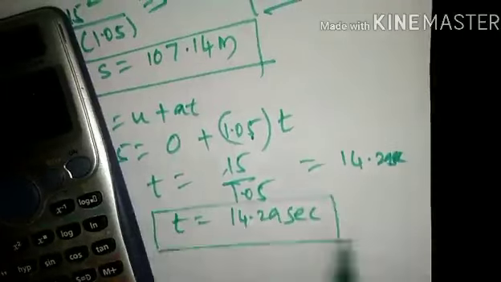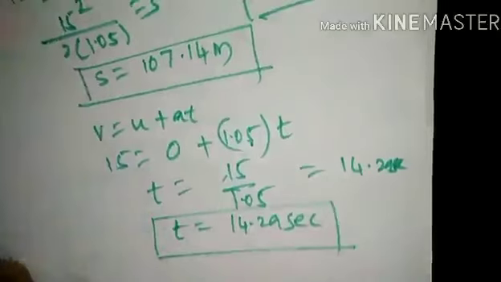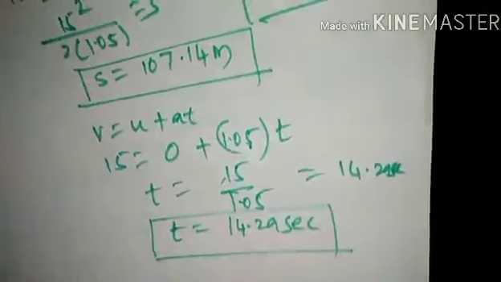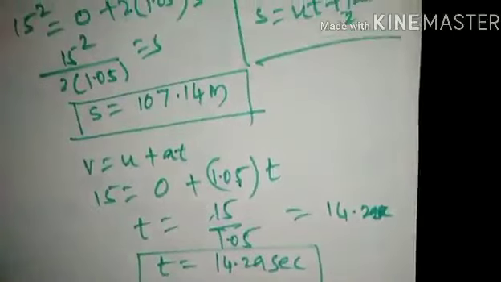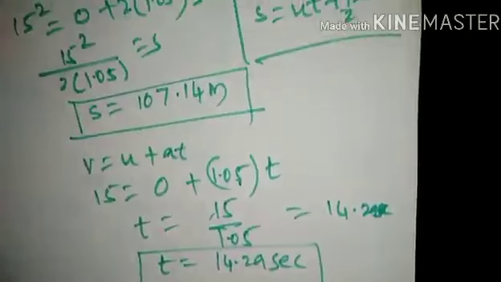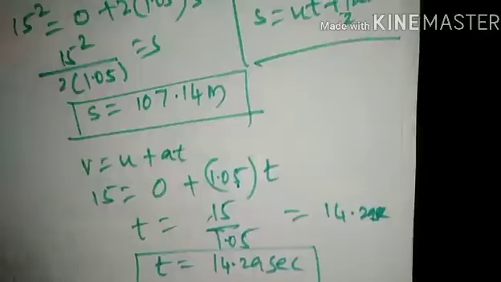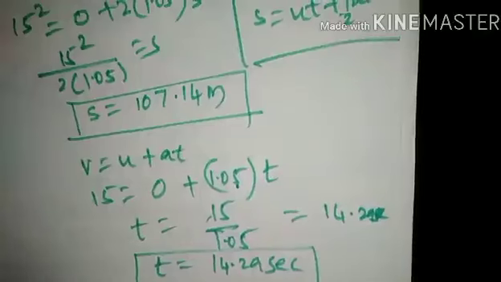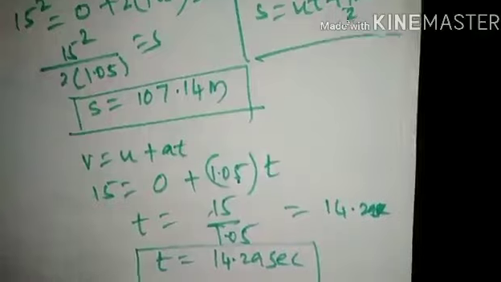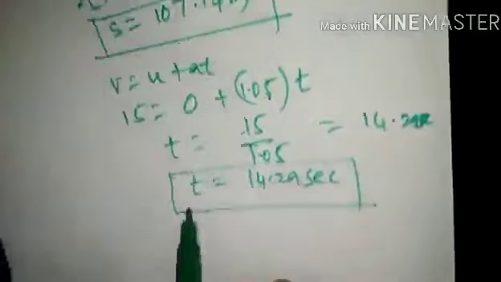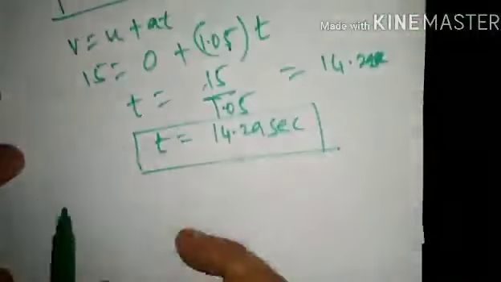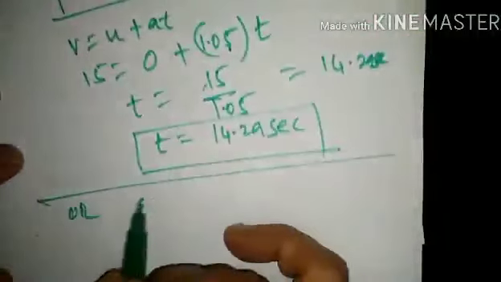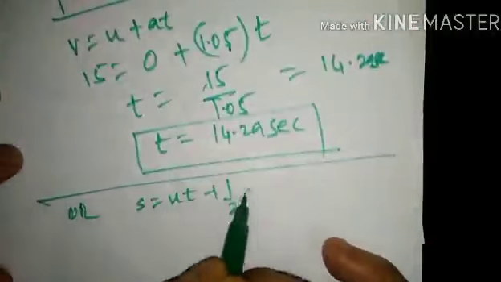So this is how we are supposed to find out the value of s and t when it has been subjected to an initial velocity of 0 and a final velocity of 15 meter per second. We are supposed to calculate this particular value, and this is nothing but an example for kinematics. So this is when we use v is equal to u plus at. Supposing we are supposed to use s is equal to ut plus half at square, the solution should come out the same.